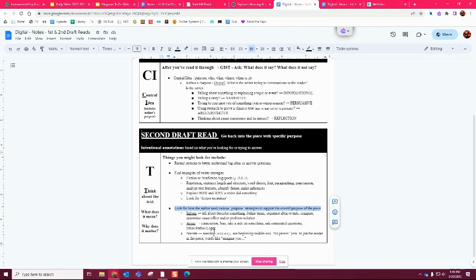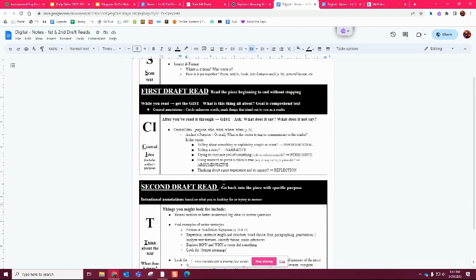Okay. And so what we are wanting you to do as a reader is to notice in mentor text how they do that. So then you as a writer can also incorporate multiple purpose strategies to support your overall purpose of your piece that you write. Okay. All right. So anyway, that's kind of what this is going to look like.